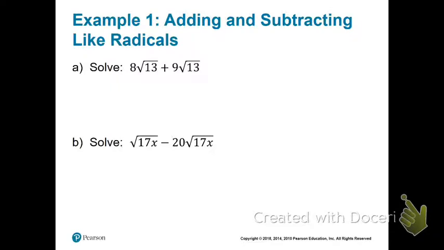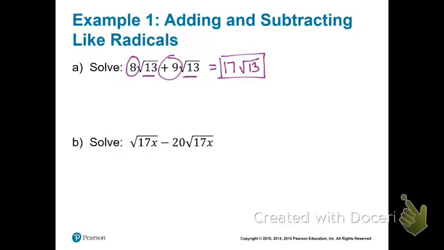So we're going to solve. Notice on A that both of these have a square root of 13, which means they're like radicals, so we can add the coefficients. So we're going to add 8 plus 9, which is 17, and we keep that square root of 13.